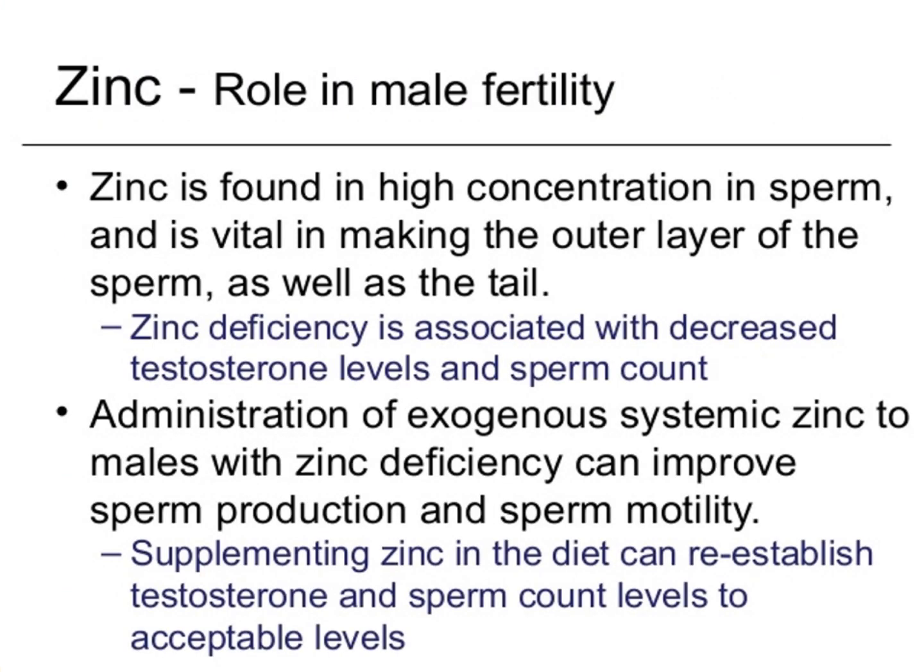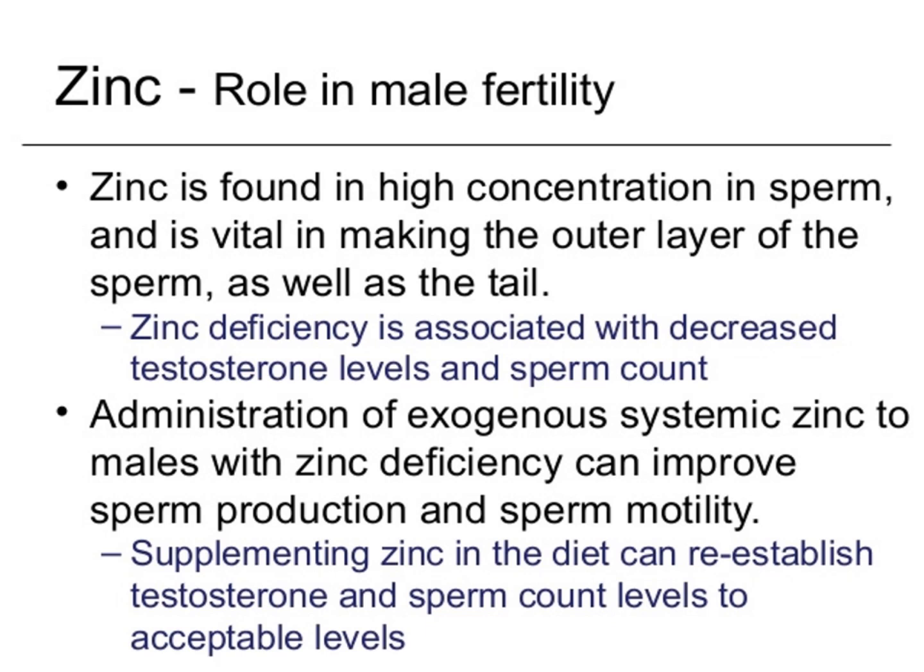Now, as I told you earlier, the prostate has a high content of zinc, and here we will discuss the role of zinc in male fertility. A male is fertile when he has developed secondary sexual characteristics. He has a normal amount of spermatozoa, which are motile. So zinc is found in high concentration in sperm, and this zinc is vital. It is required for the formation of the outer layer of sperm as well as its tail, and the tail is responsible for the motility of the sperm.